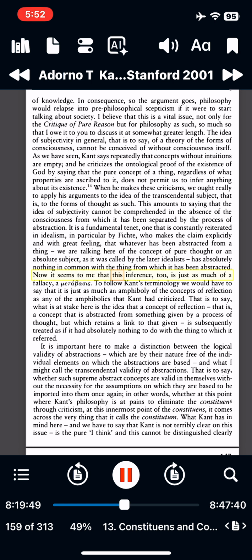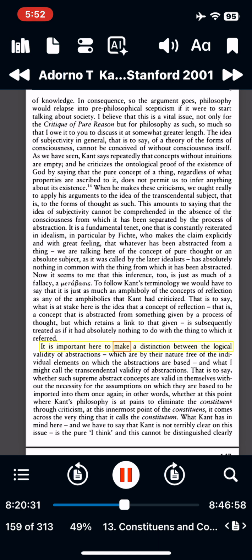Now it seems to me that this inference too is just as much of a fallacy. To follow Kant's terminology, we would have to say that it is just as much an amphiboly of the concepts of reflection as any of the amphibolies that Kant had criticized. That is to say, what is at stake here is the idea that a concept of reflection, that is, a concept that is abstracted from something given by a process of thought, but which retains a link to that given, is subsequently treated as if it had absolutely nothing to do with the thing to which it referred.